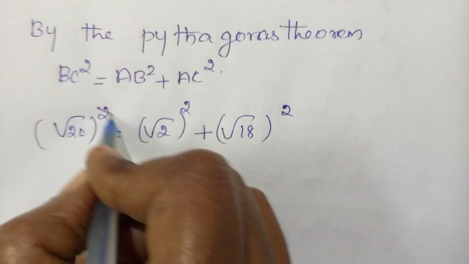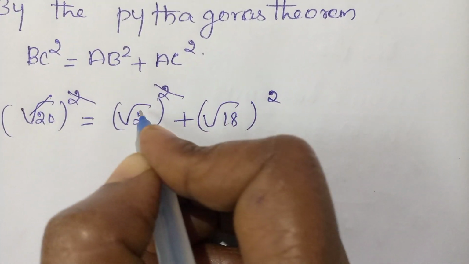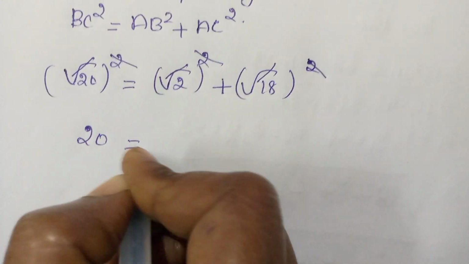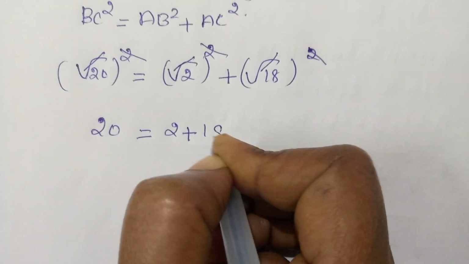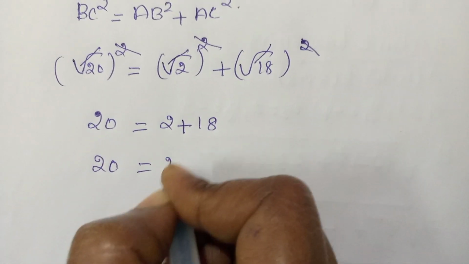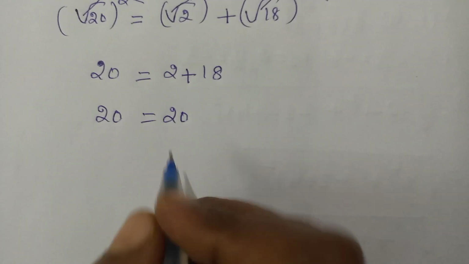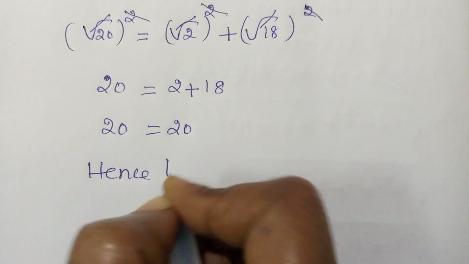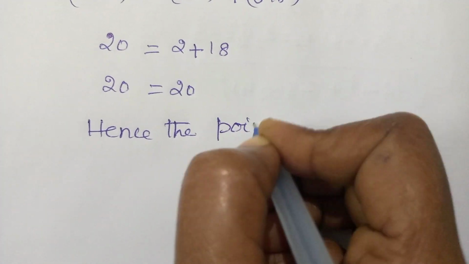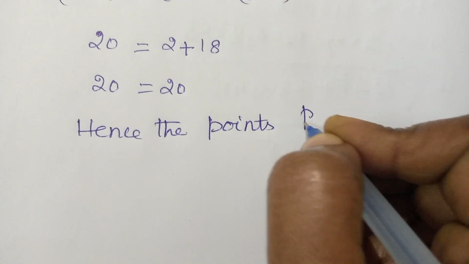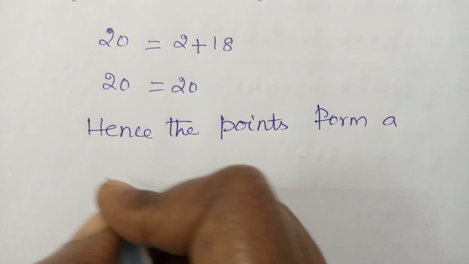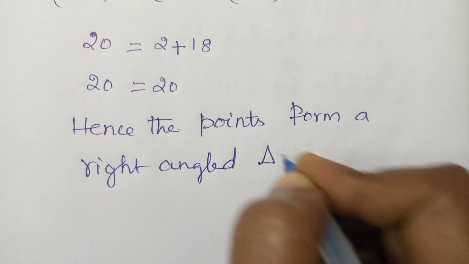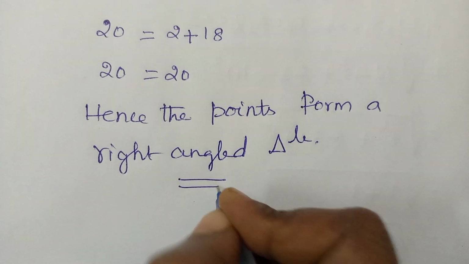Let us cancel this square and square root. Square and square root can be cancelled. Remaining we have 20 is equal to 2 plus 18. Is it? 20 is equal to 20. Hence the given points form a right angled triangle. Okay, understood students?